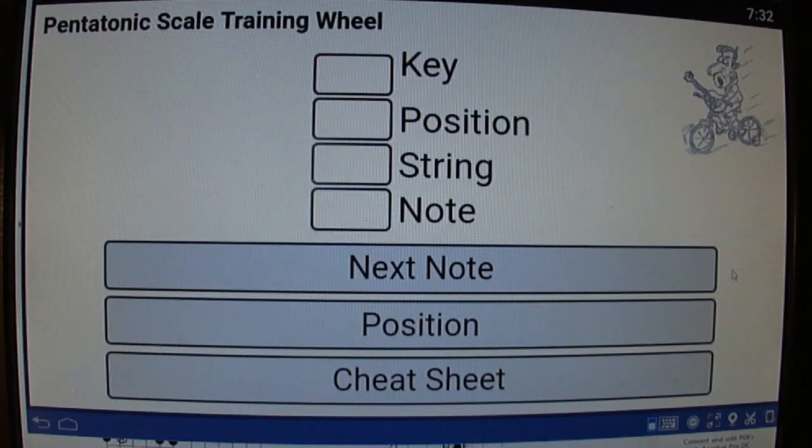Well, I started to think about that. You have 7 keys, A through G, and major and minor. That's 14. You have 5 positions of the scale, 6 strings on the guitar, and 2 notes per string. So when you multiply that all together, it's a shed load of flashcards. So that's what led me to this app.